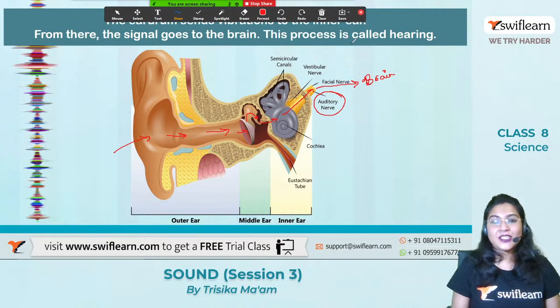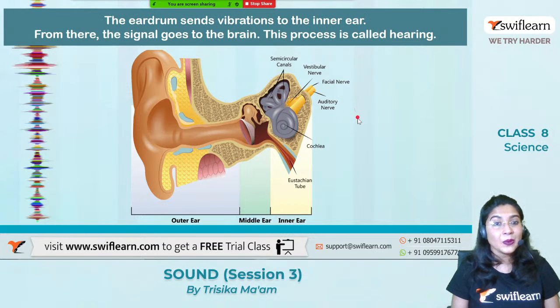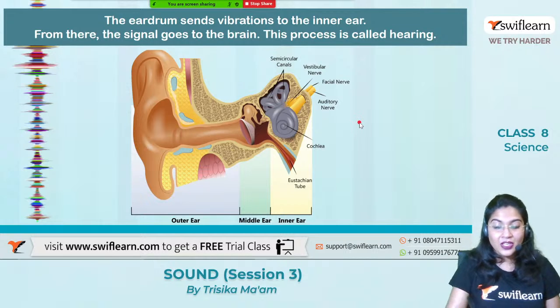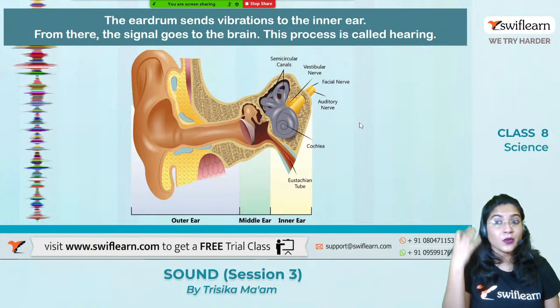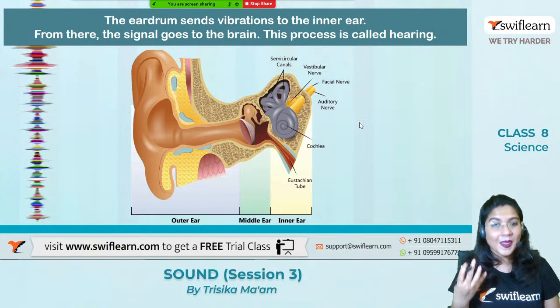Okay, so is it clear what hearing is and how we can hear any sound? Yes, how the vibration of the sound is produced and how it enters our ears and goes to the brain so that we can hear something. Yes, is it clear to all of you?